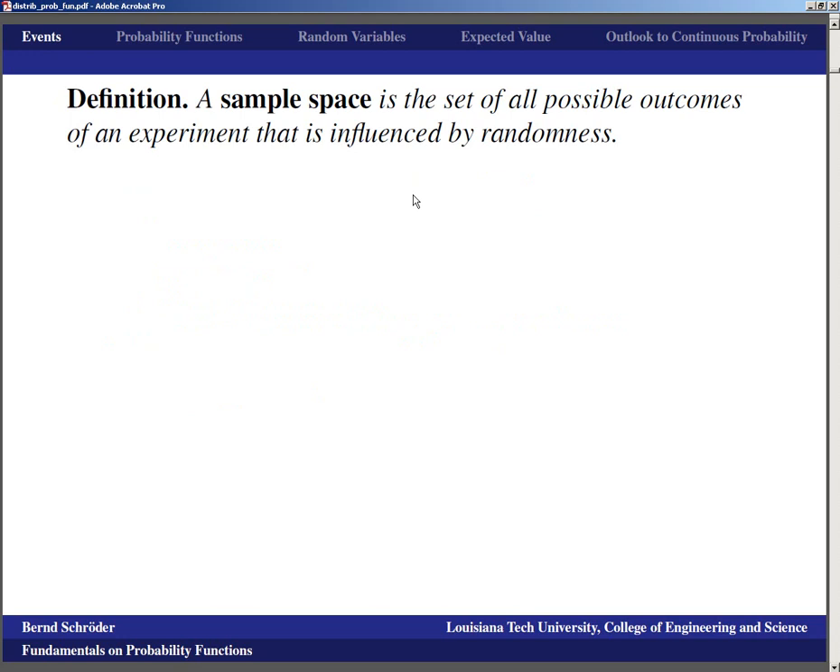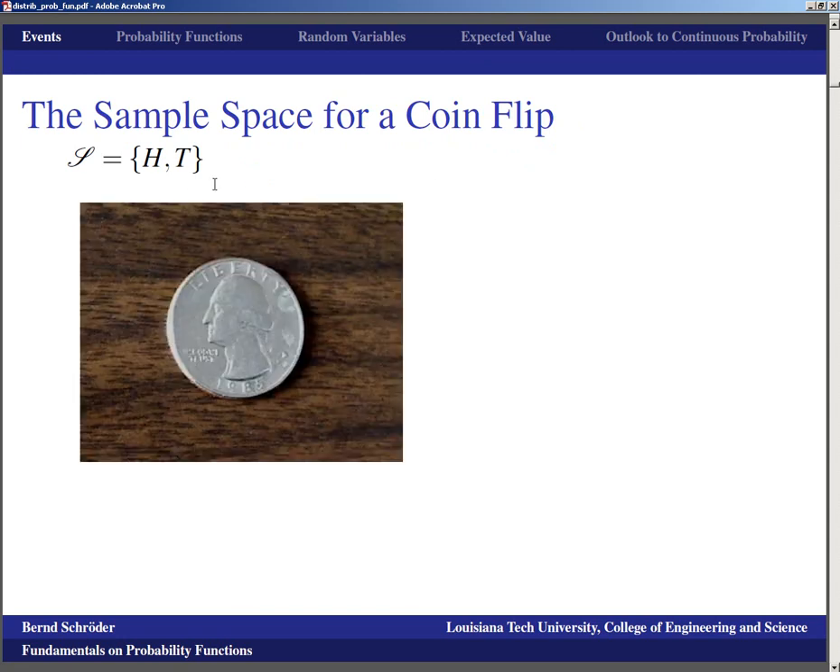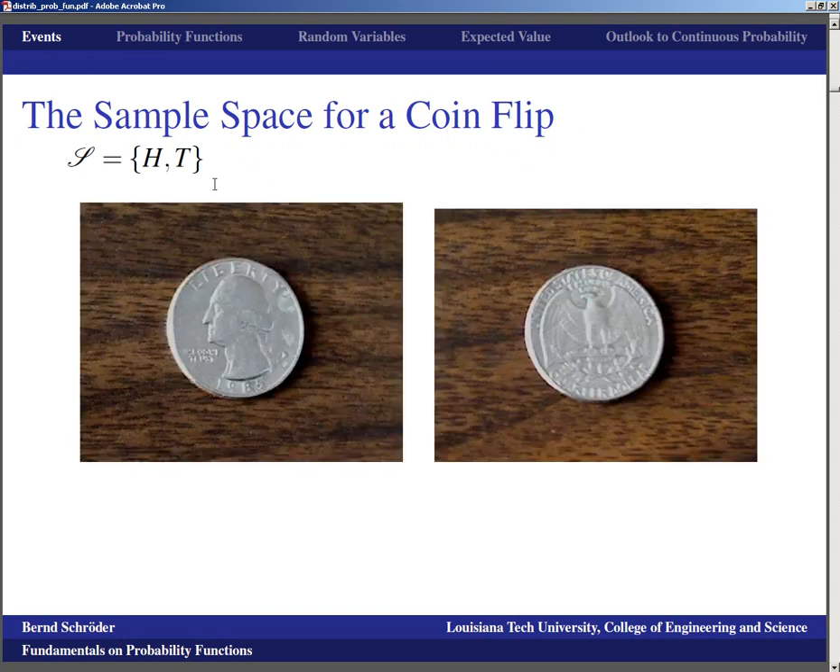A sample space is the set of all possible outcomes of an experiment that is influenced by randomness. Okay, so here we have a wonderful mathematical definition. The sentence is supposed to make sense, but you really don't have a feel for what that is. So let's take a look at it in a real scenario, such as a coin flip. The sample space for a coin flip is, well, there are two outcomes, heads and tails. So here's heads, here's tails, and that's the sample space for a coin flip, right? You flip a coin, you've got two possible outcomes, you collect them all, and what you get is the sample space.